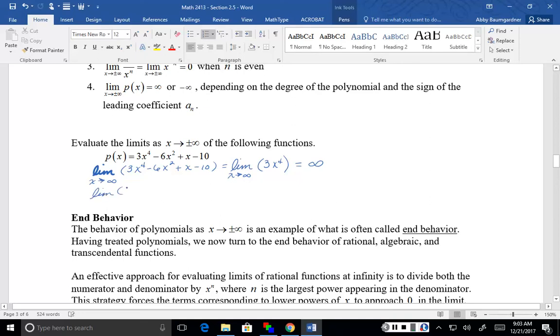The limit of 3x to the 4th minus 6x squared plus x minus 10 as x approaches negative infinity. Again, we really just need to consider that first term.